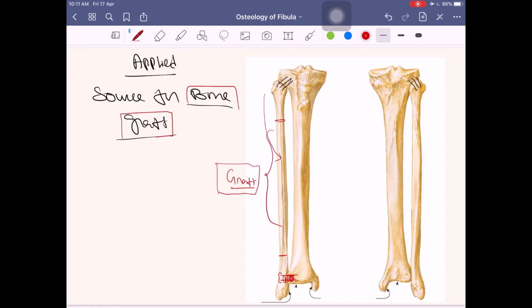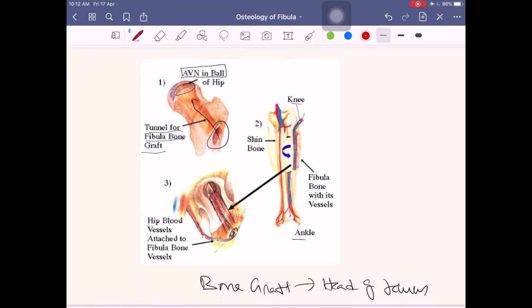And what happens to this part? It may grow slowly over a period of time, and you may have your fibula back. A new fibula may grow in this area. So let us see. Now this is avascular necrosis in the ball of the hip joint you are seeing in this area, and a tunnel is made in the greater trochanter. This is the tunnel you can see, so that we can put the fibular graft here.